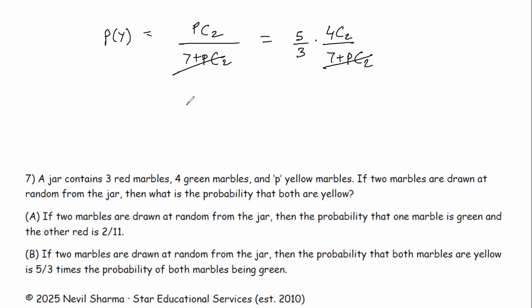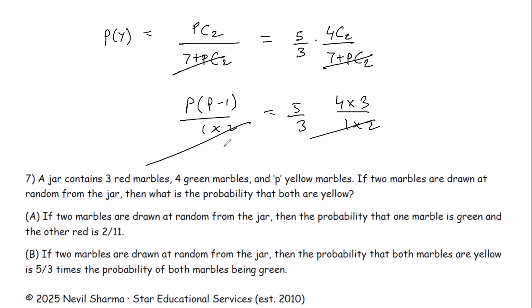PC2, I can work it out as P into P minus 1 by 1 into 2, which is equal to 5 by 3 times 4 into 3 upon 1 into 2. So again, 1 into 2 cancels. So I got P square minus P is equal to 3 and 3 cancels, 20. Therefore, P square minus P minus 20 is equal to 0.